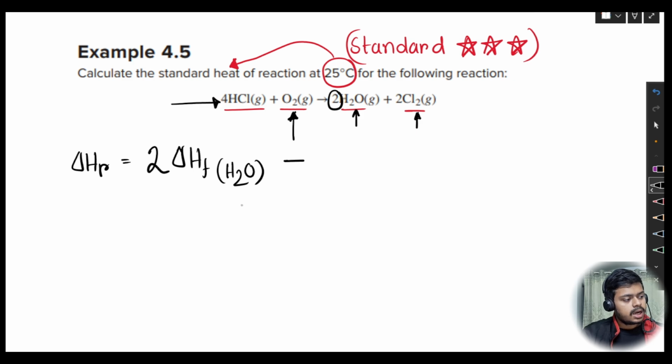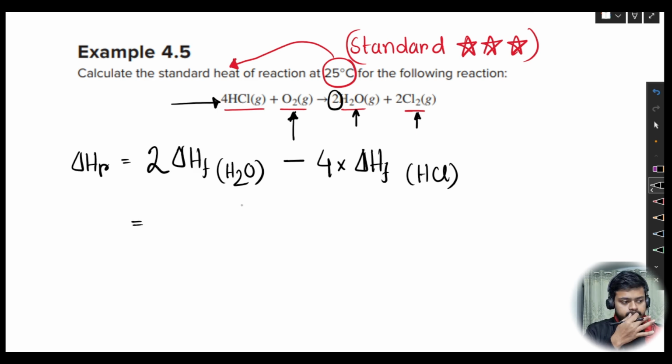And there is hydrochloric acid, so we're going to add the heat of formation for hydrochloric acid, and we're also going to multiply it by 4 due to the stoichiometric ratio. Okay, so basically this is our heat of reaction method, and now the question arises: how are we going to obtain the heat of formation values for the water molecule and for the hydrochloric acid molecule?